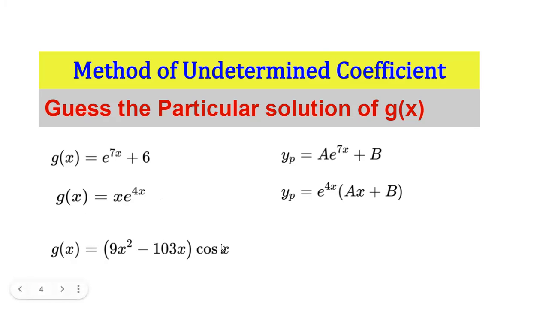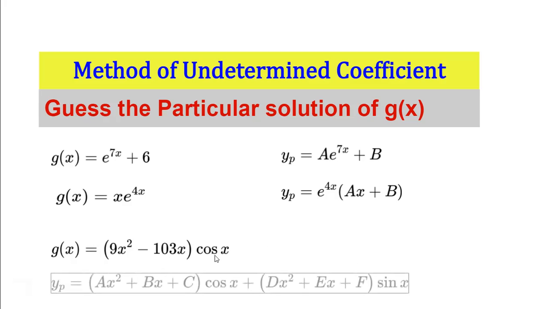Let's see the last one. We have quadratic and we have trigonometric in the form of cos. So for us to guess our particular solution here, we will use our guess particular solution for quadratic, which is ax squared plus bx plus c. We'll use it for both cos and sine, but we will change the undetermined coefficients. So doing this, we have our particular solution to be ax squared plus bx plus c times cos of x plus dx squared plus ex plus f times sine of x.